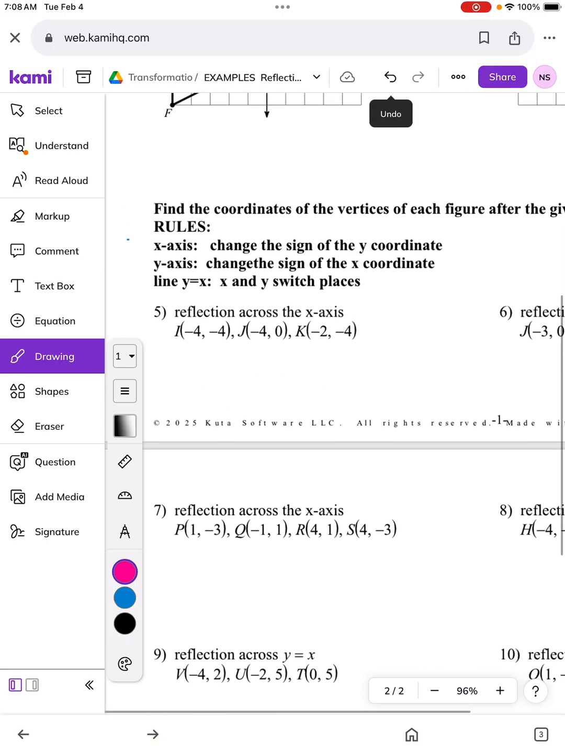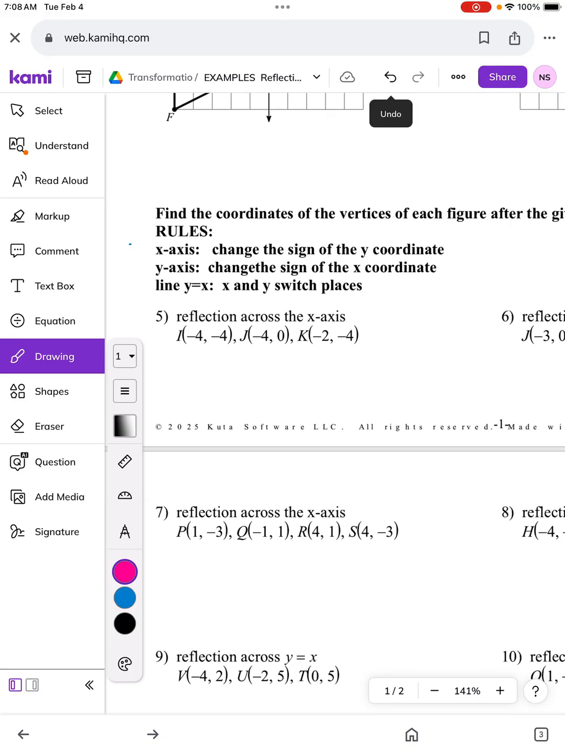Okay, for points, I gave you the rules right here, right? So depending on what they tell you, you're going to follow the rule that applies. Here they tell you x-axis, so we're going to do this rule. We're only going to change the sign of the y-coordinate. So for I, maybe circle the y-coordinates. These are the ones that are changing. The rest of them are going to stay the same. So -4, and then this changes to a +4.